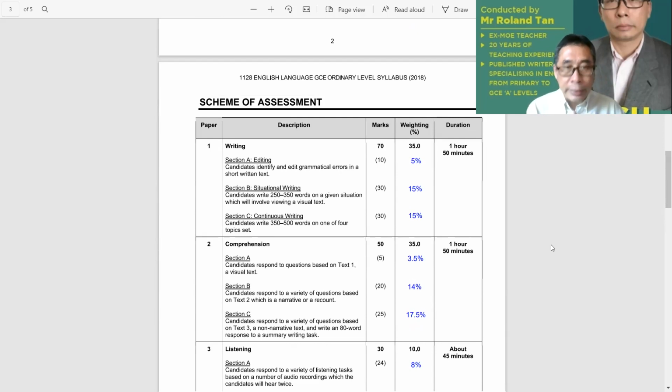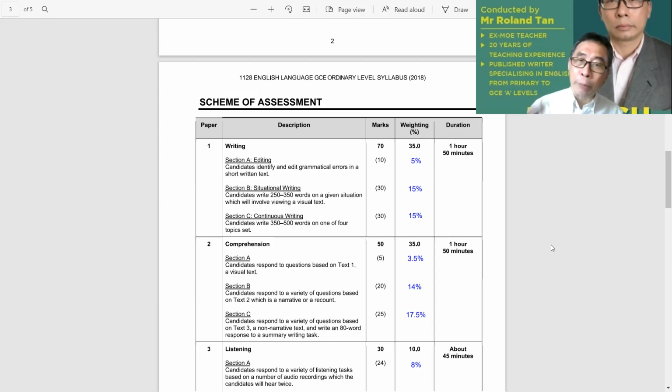We can see here editing makes up 5%, and that is a total of 10 questions. Situational writing makes up 15%, and continuous writing the other 15%. So all in, writing accounts for 35% of your total weightage.